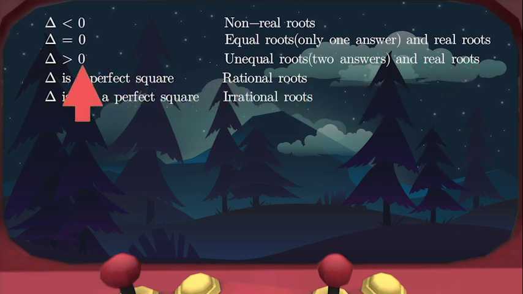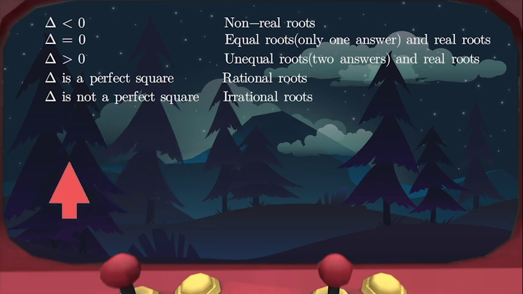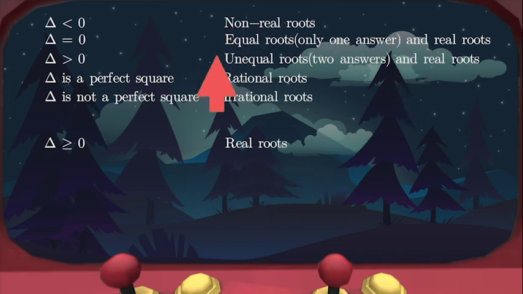Okay. Then we also have to check whether delta is a perfect square or not. Because if delta is a perfect square, we know that the roots will also be rational. And when delta is not a perfect square, we know that the roots are irrational. Now, do you remember what a perfect square is? That means that when we get the square root of a number, we get an answer without it leaving us with decimals.